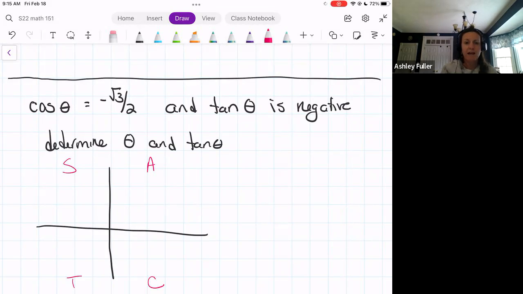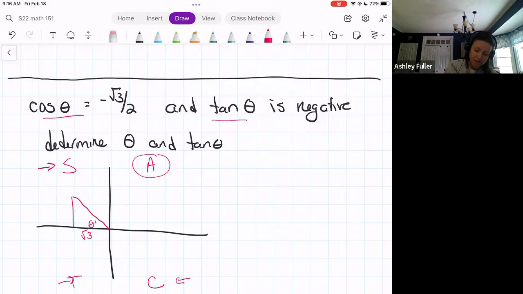We know then that if the cosine is negative, here all the trig functions are positive, here only sine, here only tangent, and here only cosine. Since in this case both are negative, we know it has to end in the third quadrant. So we can draw some sort of angle here, and we can take some reference angle. From that reference angle, we know that the value of cosine is square root of 3 over 2.